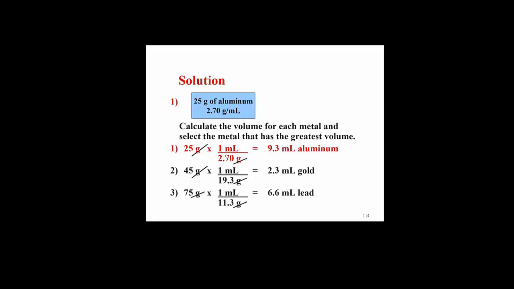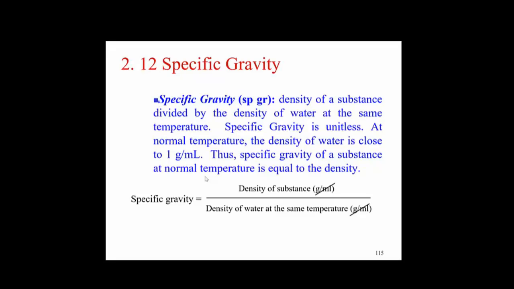I'm going to define another physical property. It's called specific gravity. Specific gravity is very simple. It's the ratio of the density of any substance relative to water, the density of water. So the density of water is 1 gram per ml, right? And the density of any substance is a certain number in grams per ml. If I want the ratio, I divide the density by the density of water.